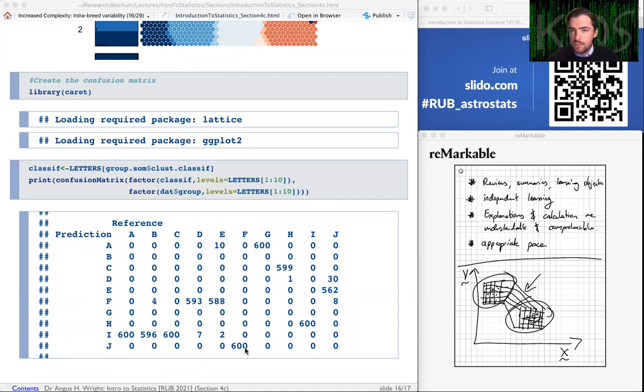There's 600 sources per population, FYI. So F has been uniquely identified. G has been uniquely identified with some contamination. H has been uniquely identified, well, almost uniquely identified. I has been uniquely identified. E has been almost uniquely identified, but has been split between the D and the E groups, and the F group. So why has this happened?